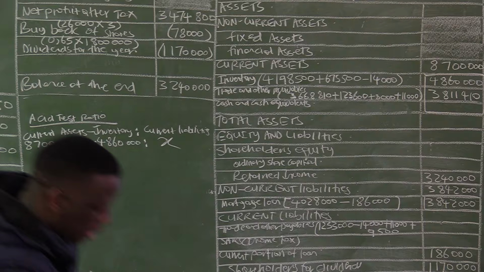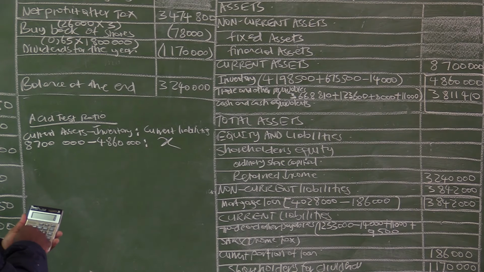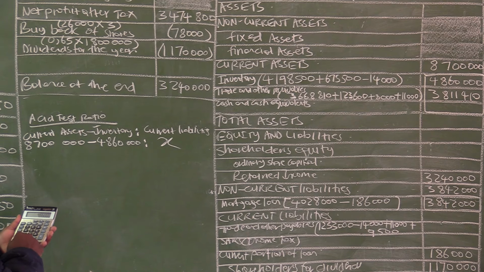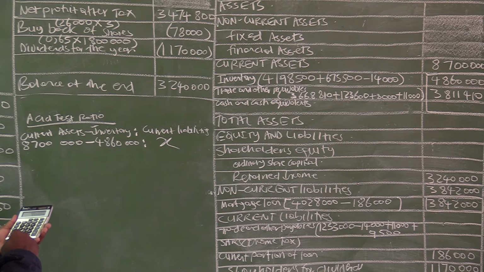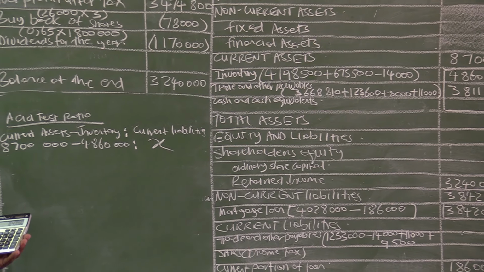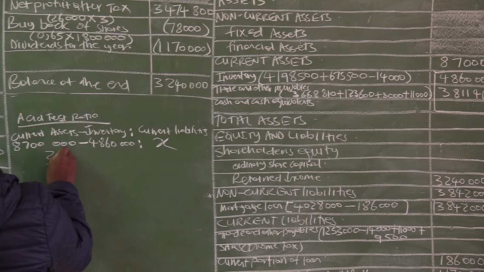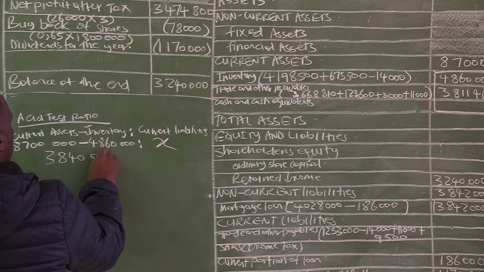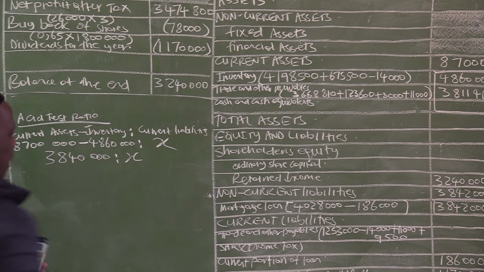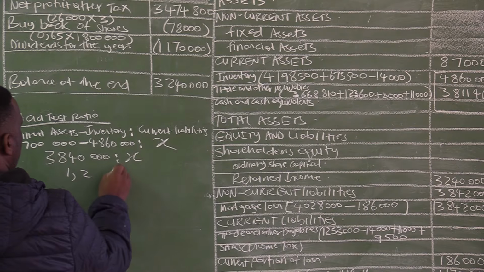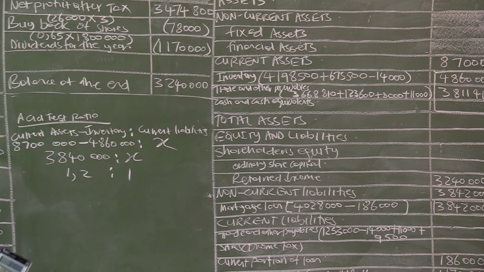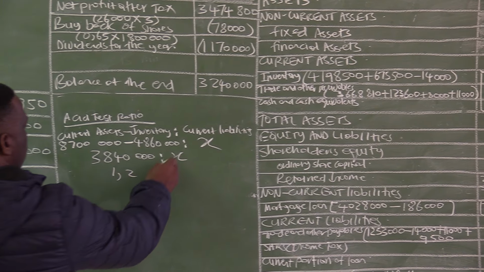Let's just first get the answer for this. 8,700,000 minus 4,860,000 equals 3,840,000. And the final answer for the acid test ratio is 1.2 is to 1.